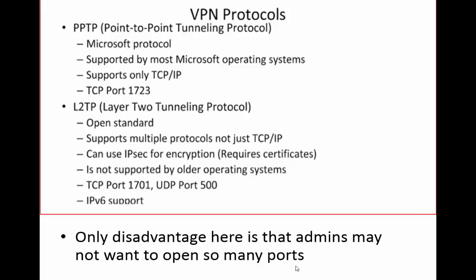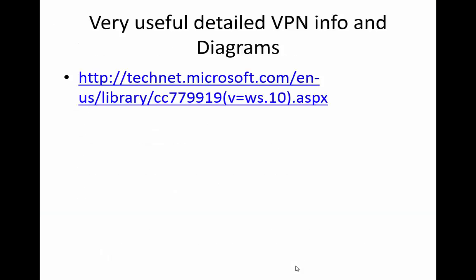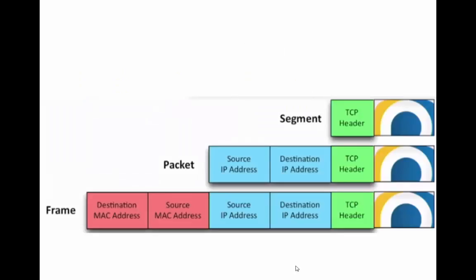So admins love that. If you're using a VPN connection, you can just go for the SSTP protocol because it uses 443. Okay, very useful detailed VPN info is in diagrams, so you will get that slide and you can go to that. So there are the packets, overall structure. There's a segment. So this is when the data is starting to go.